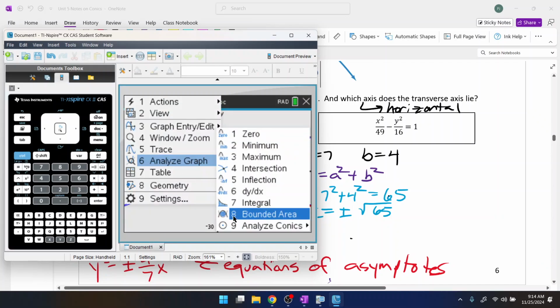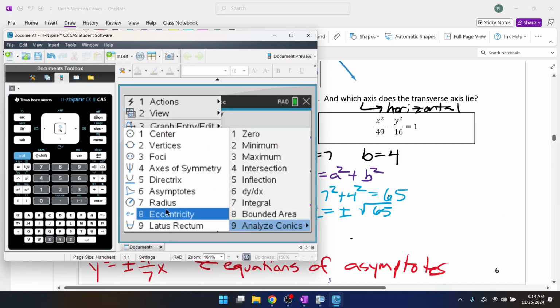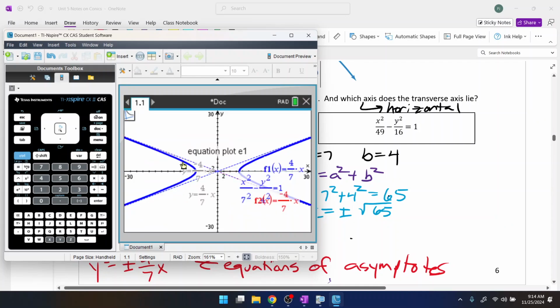Like if I go to analyze a conic, not that one, asymptotes, and I choose this one. Yeah, 4/7 x. Pretty cool.